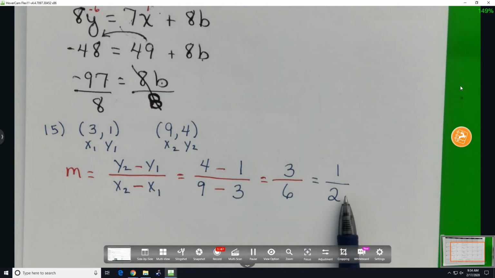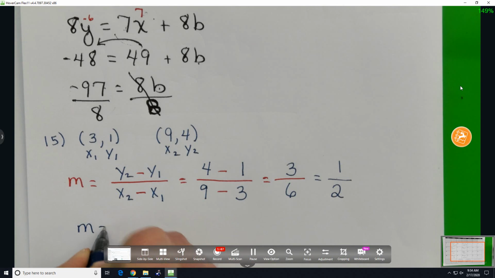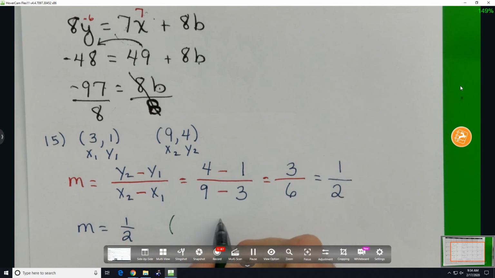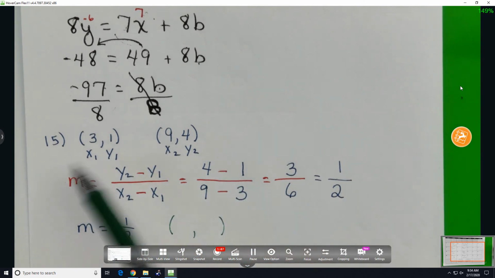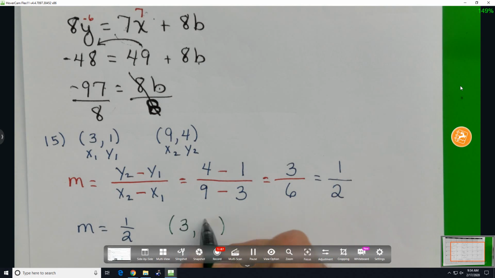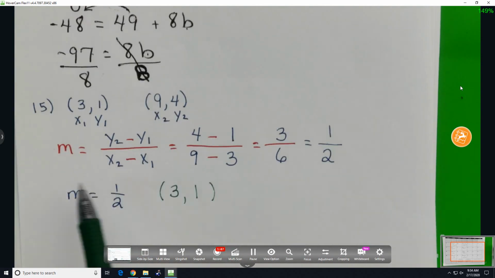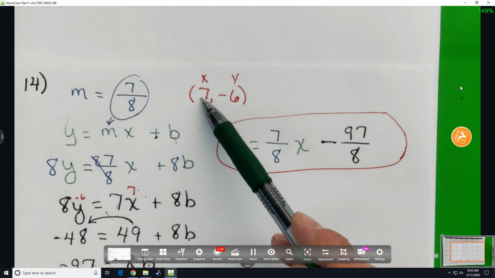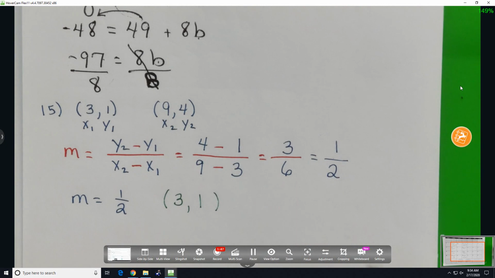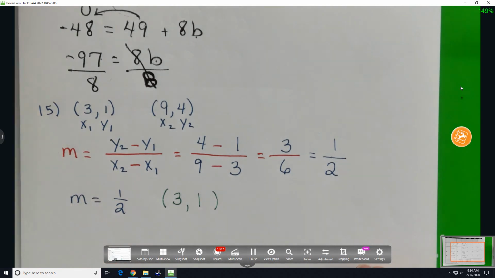Here, m is 1/2. You know what? I'm going to write that out. M is 1/2. I'm writing it as if it's a completely new problem. And which ordered pair do we want to use? I guess we'd probably choose the one that's the smaller numbers, the 3, 1. Notice how I've now rewritten number 15, looking just at this, to be just like number 14. Alright? So, do you want me to keep going, Tim, or do you want to go over then? Okay. Let's see. So, we know that y is equal to mx plus b. That's our slope-intercept form.